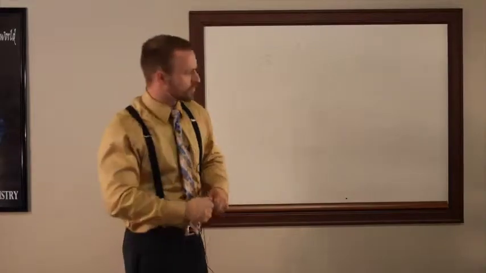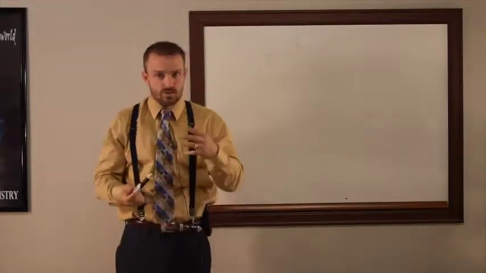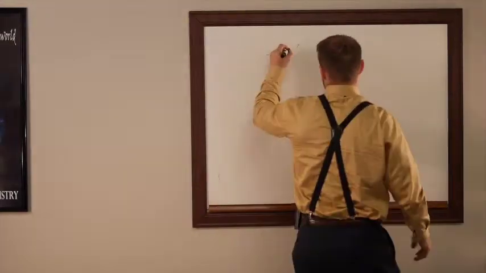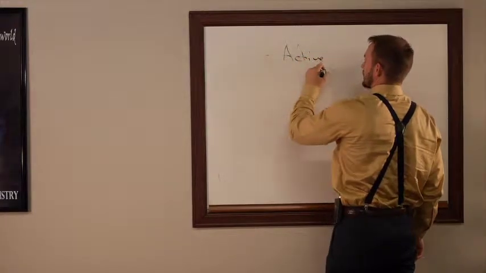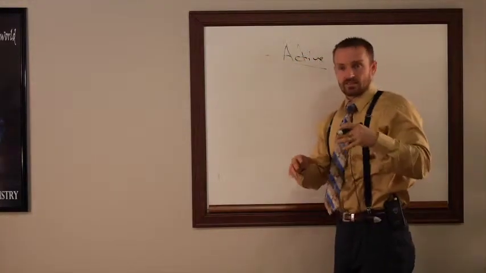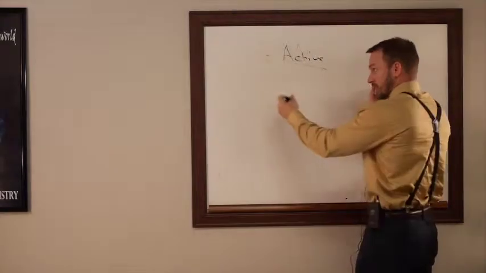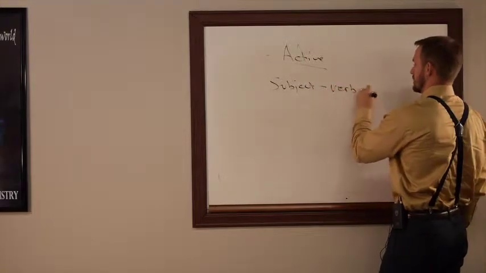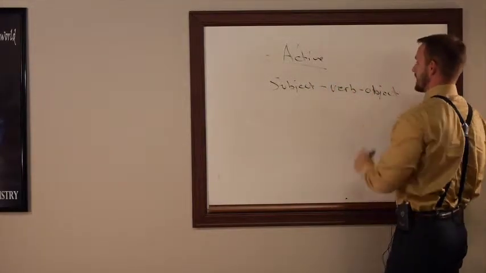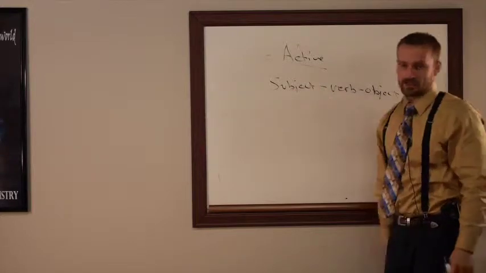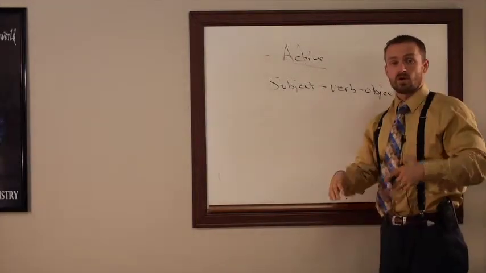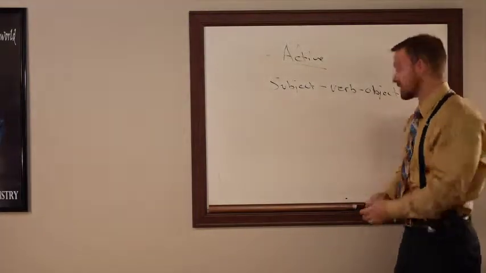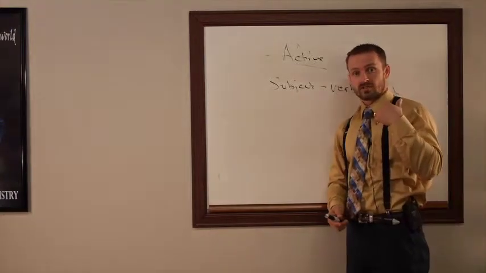In this video, we're going to look at sentence order. First, let's take active voice. Active is, first of all, let's talk about the parts. You have subject, verb, object. That is the basic order of active voice. The subject is whoever's doing the action. They're the subject of the sentence. The verb is the action that they do, and the object is what they do the action to.